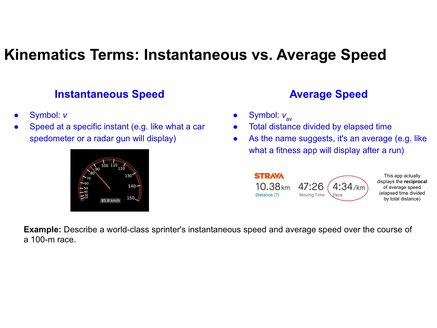Okay, now the previous slide was about average speed and velocity, but then we can talk about instantaneous speed or instantaneous velocity. Theoretically, instantaneous speed is supposed to tell you how fast an object is going at a specific instant. For example, what a car speedometer will show, or what a radar gun will show if an officer is trying to catch speeders. It's supposed to show instantaneously how fast a car is going. So in the diagram on the left, it's showing an instantaneous speed of 85.8 kilometers per hour.